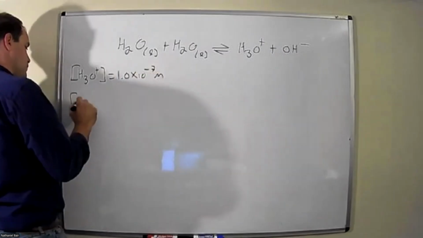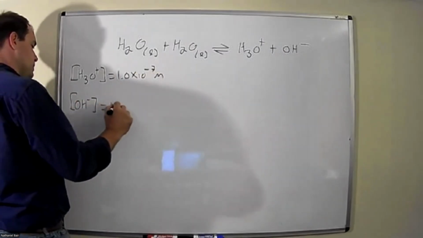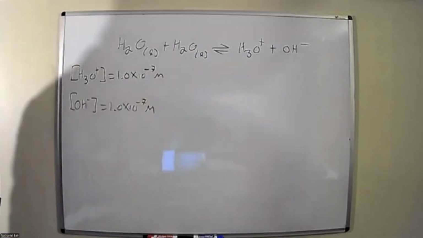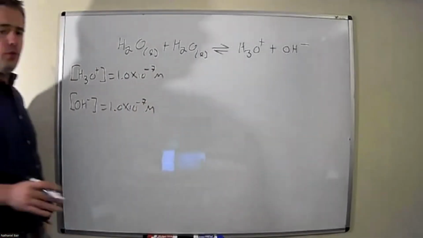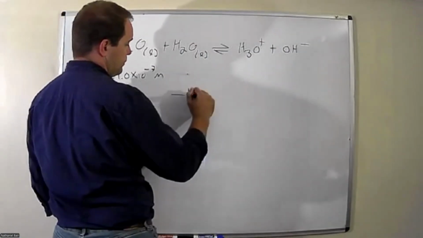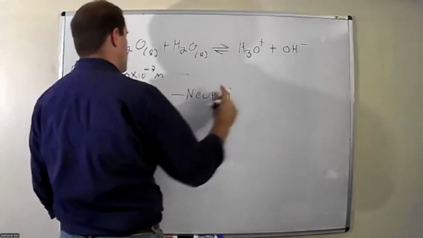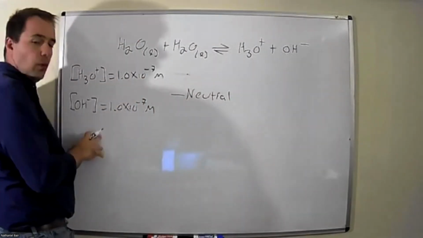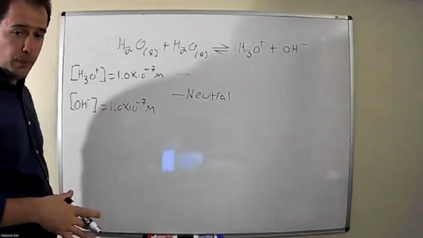And the hydroxide is equal to 1 times 10 to the negative 7. It's actually what we define a neutral solution as. A neutral solution is defined as having a hydronium ion and a hydroxide ion concentration of 1 times 10 to the negative 7th molar.